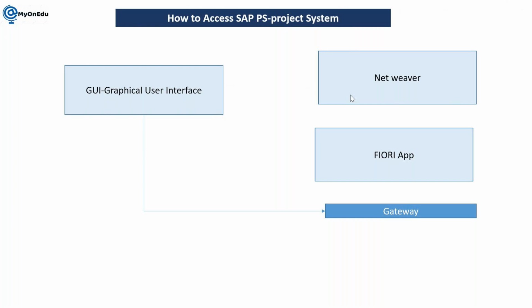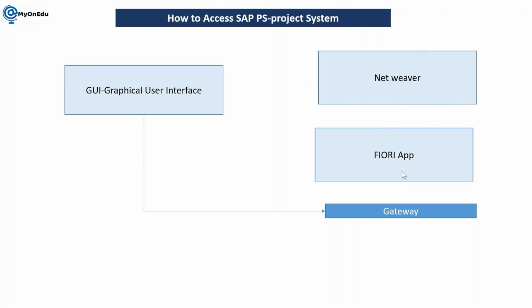And in the Fiori application, the same transaction code has been converted into an application. So here there will not be a link, only an application. You just need to click on that application. In the background, the same transaction code is being executed. And you can execute the transactions here in the Fiori application.